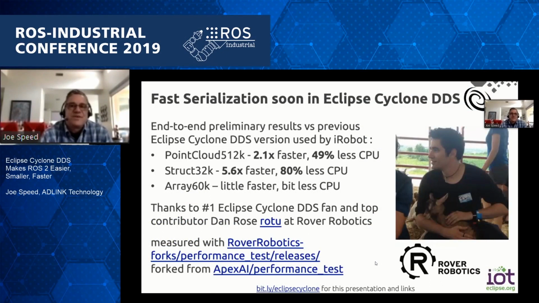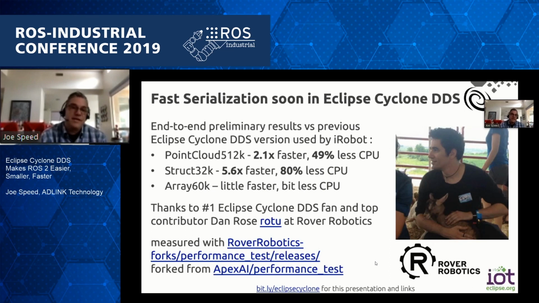And there's some very fast serialization coming soon as well. So, you know, iRobot, others have gotten some results that they're quite happy with. And you're about to get some additional gains, like in the next week or so. So things like the 512K LiDAR point clouds, end-to-end benchmarking 2.1 times faster using half as much CPU, and Struct 32K, 5.6 times faster with 80% less CPU. And Array 60K, a little faster, a little bit less CPU. So depending on what kind of data messages you're dealing with, you'll see different kinds of gains.